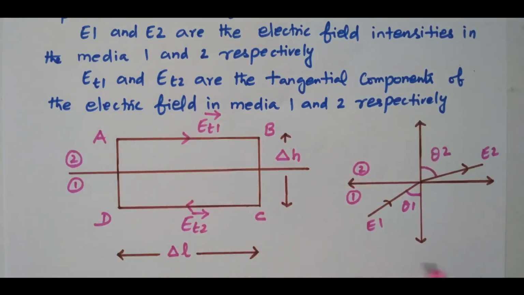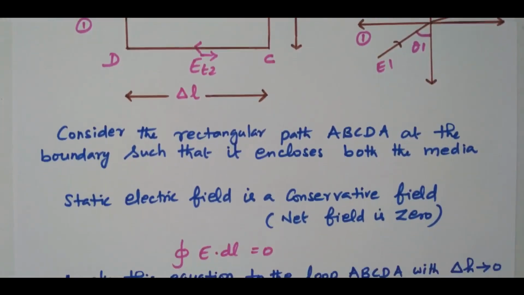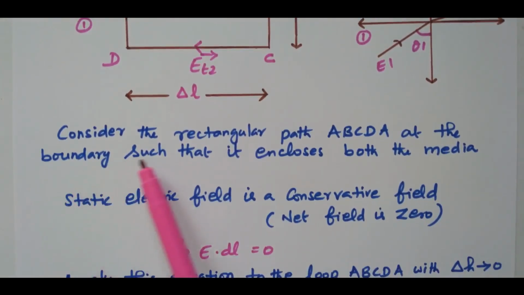Now we need to verify whether ET1 and ET2 are equal. Another thing: there is no charged sheet available. In the first boundary condition, we placed a charged sheet. Now we have not placed any charged sheet here. Consider a rectangular path ABCDA at the boundary such that it encloses both media. Static electric field is a conservative field.